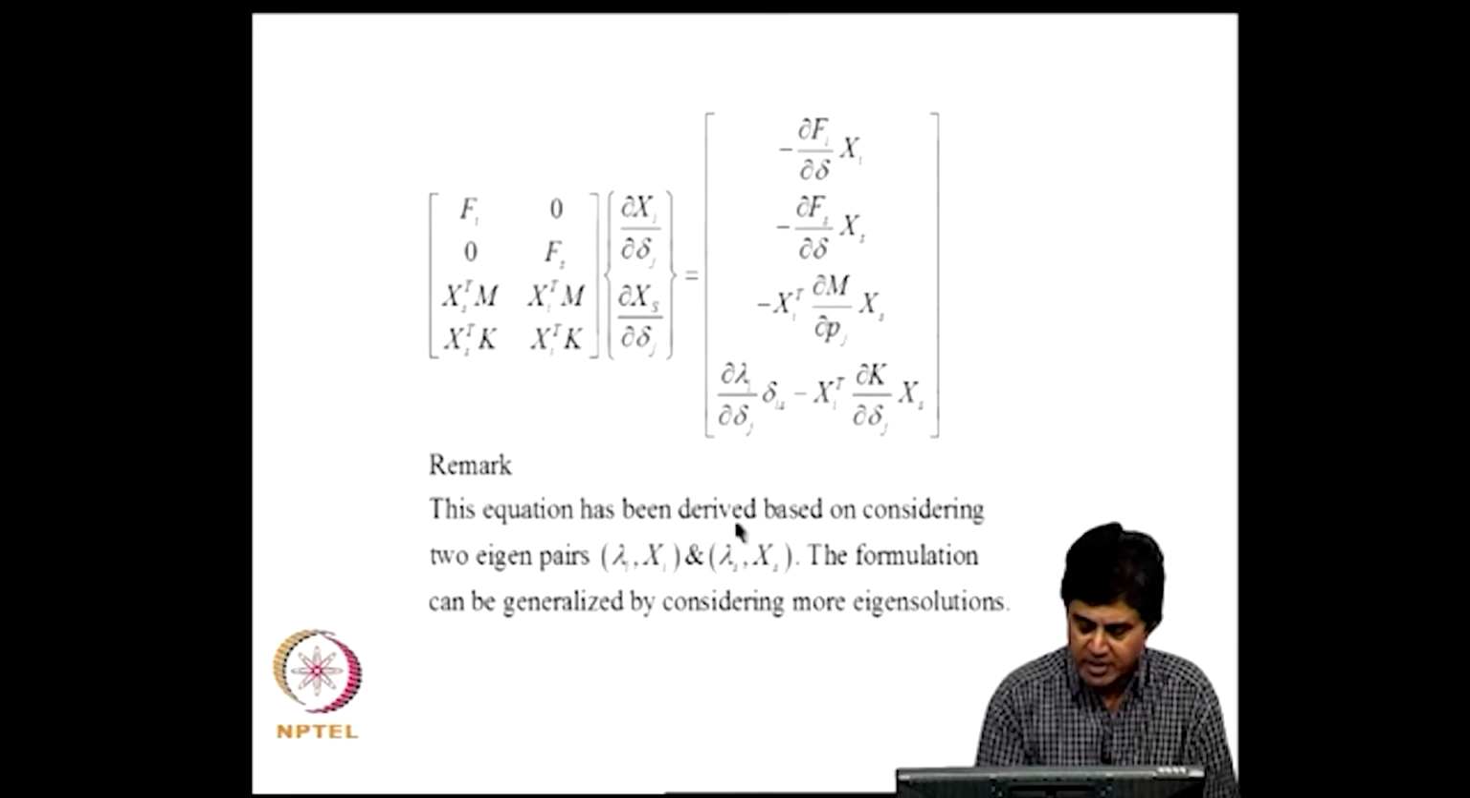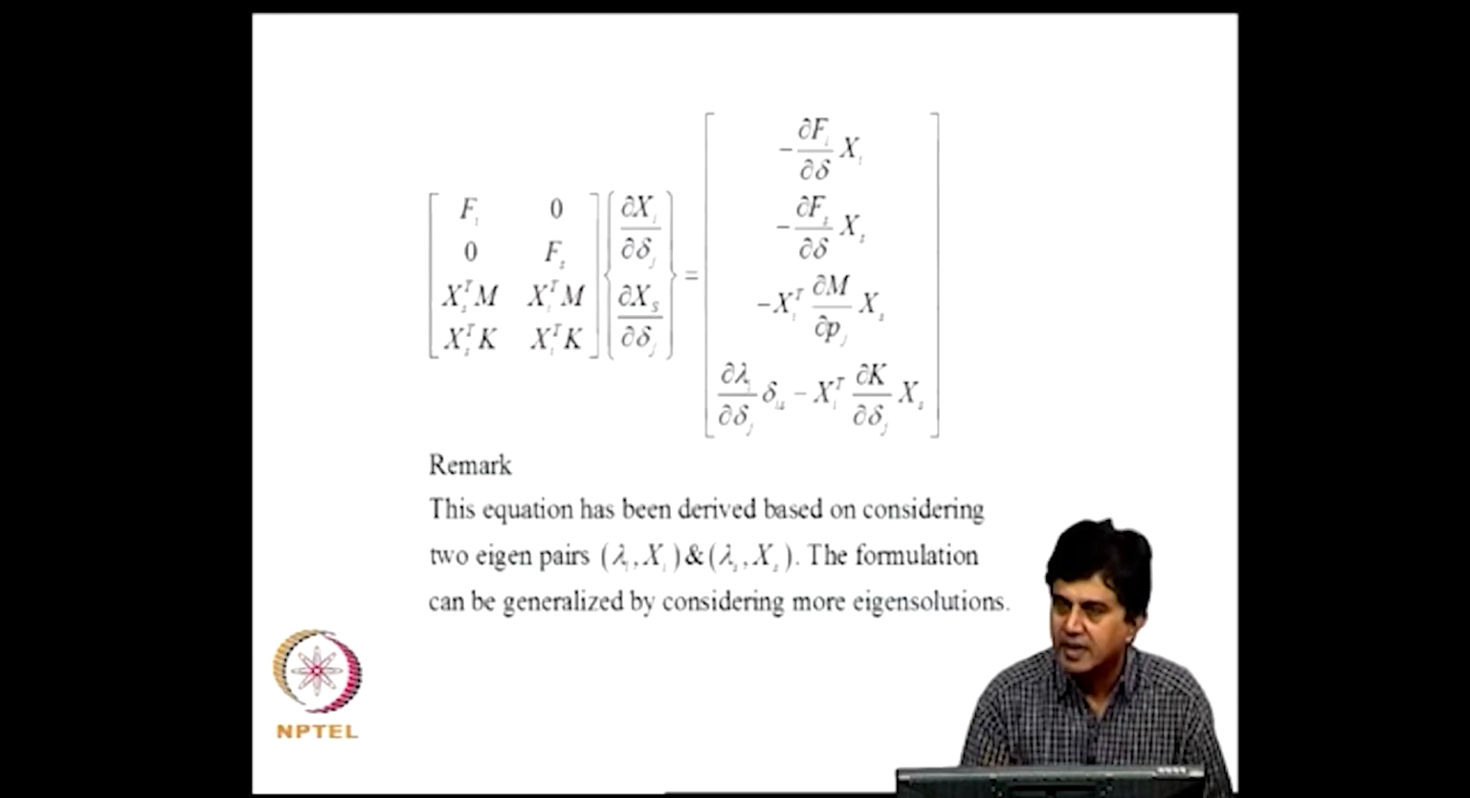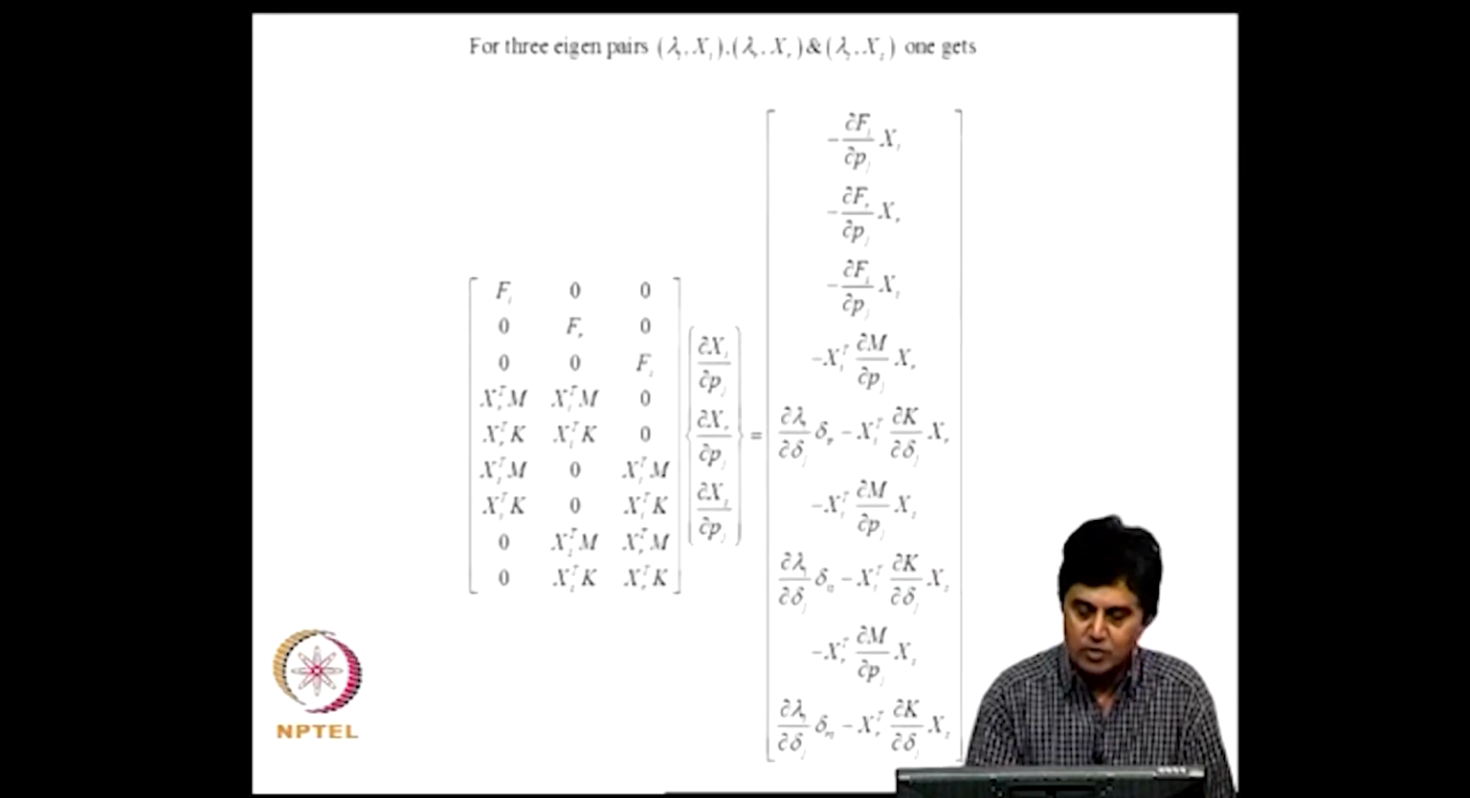So I cast it in this form. This equation has been derived based on considering two eigenpairs here, and this is dou xi by dou delta j, dou xs by dou delta j is equal to this. Now why consider only two eigen solutions? We can consider three eigen solutions. So we can repeat the whole story.